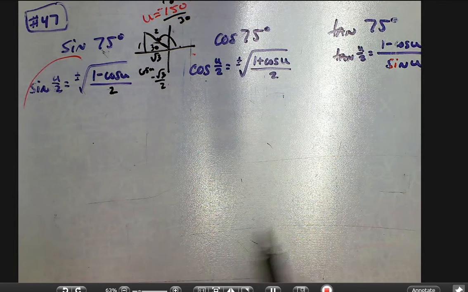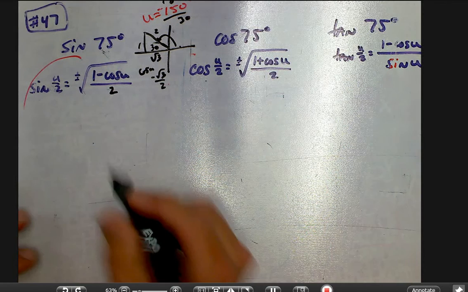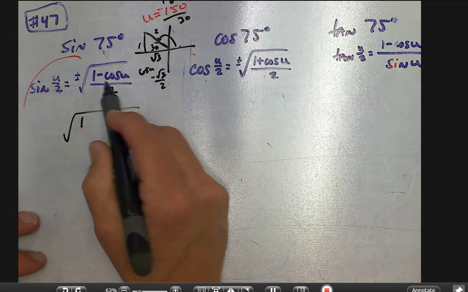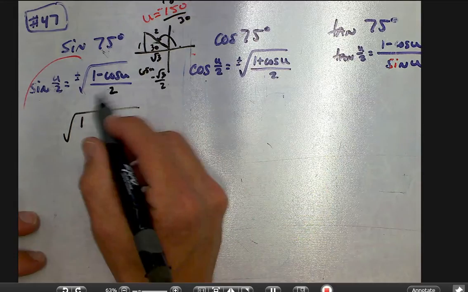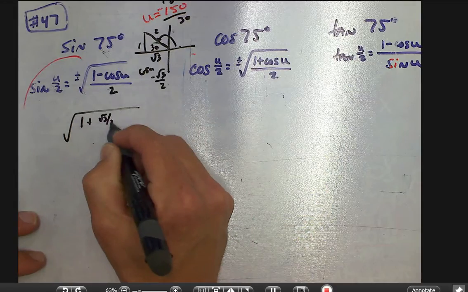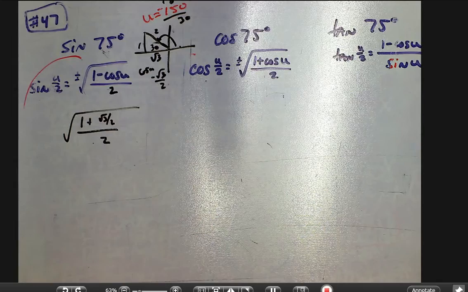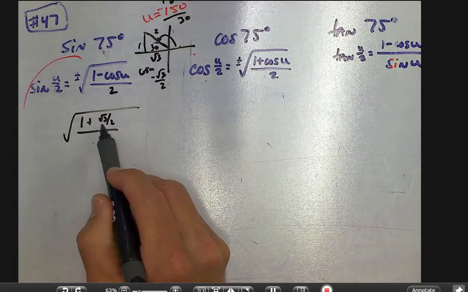So now I'm going to substitute things in here. And so it's square root 1. If I go minus negative square root of 3 over 2, it's going to be plus square root 3 over 2, all divided by 2. This is a square root of 3. It's kind of hard to see, but that's what it is.